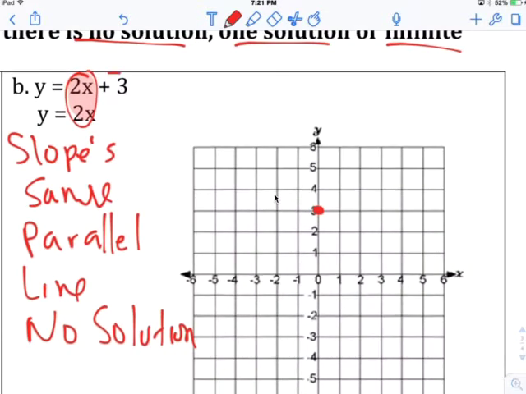So let's graph. The y-intercept is at 3. So right there is 3, up 2, over 1. And go the other way. Okay. Go the other way.